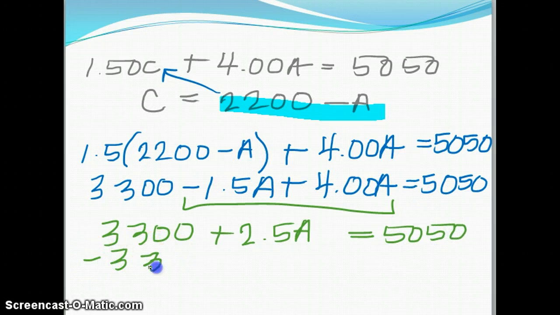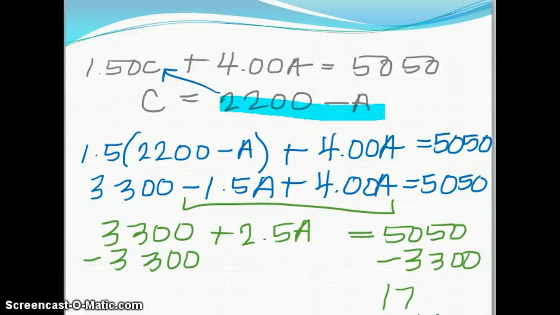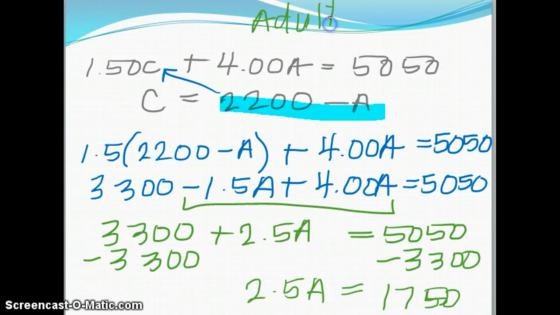I take away the 3,300, and I'm left with 1,750 equals the 250 per adult. Now I divide by the 2.5 and I find out that there was 700 adults. So I can say that there was 700 adults.